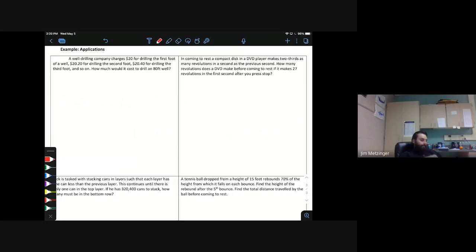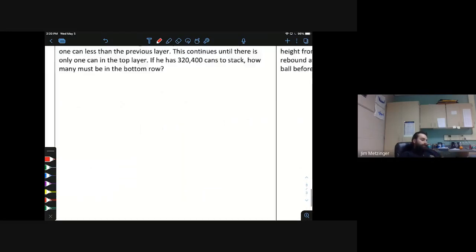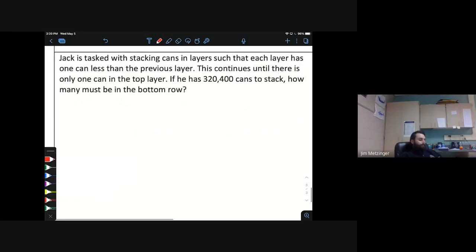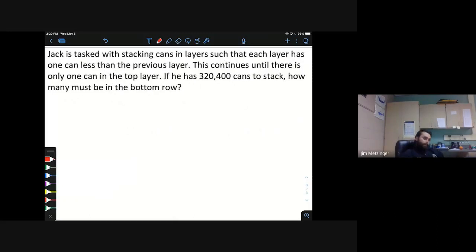Let's see. We'll skip the top 2. Let's go to the bottom 2. And then we'll stop. So Jack Cook is tasked with stacking cans in layers such that each layer has 1 less can than the previous layer. This continues until there's only 1 can on the top. Basically, he's making a pyramid. So if he had 4, then he's got 3, then he's got 2, then he's got 1 on the top.